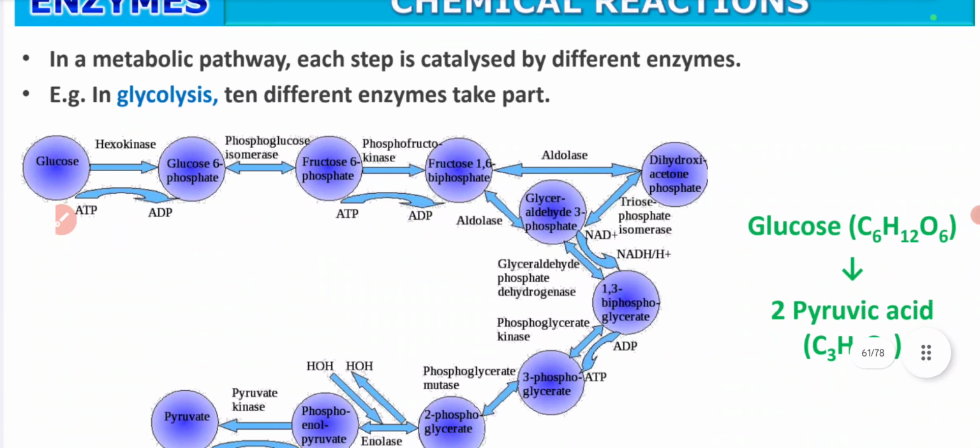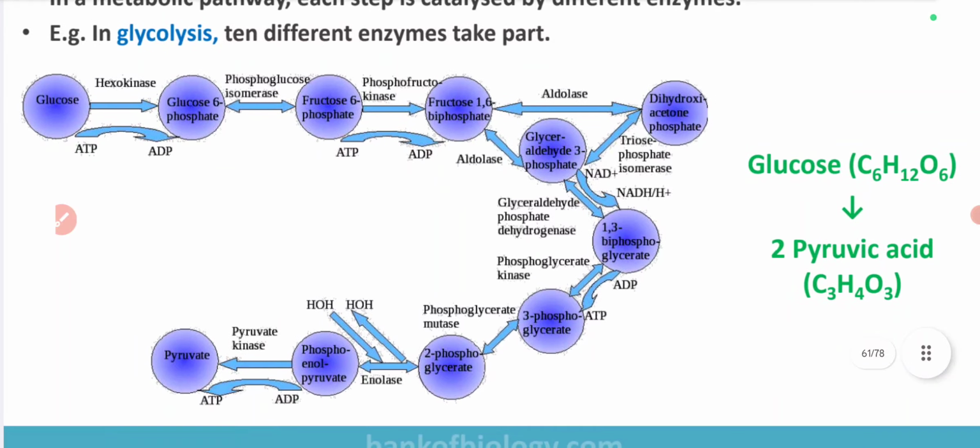Next, in a metabolic pathway, each step is catalyzed by different enzymes. Example, in glycolysis, 10 different enzymes take place. Glycolysis means the formation of pyruvic acid from glucose. So there are 10 different enzymes. As you can see, in the first step, hexokinase.